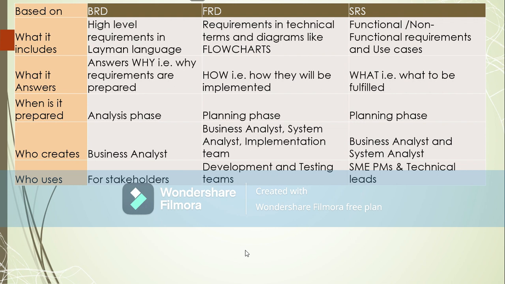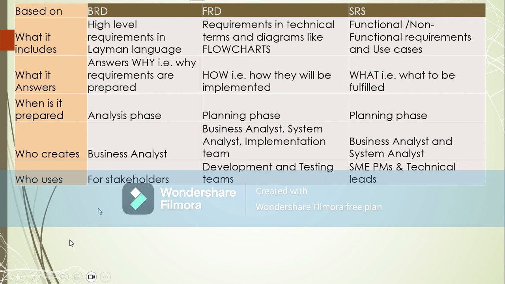And SRS, it's what is to be fulfilled. What are we trying to fulfill? We are trying to fulfill the requirements. That is why we are supposed to see how we are going to do it. We are trying to see that we are meeting all the quality and non-functional requirements, and we are able to be successful in this project. So we deal with all these things in SRS.